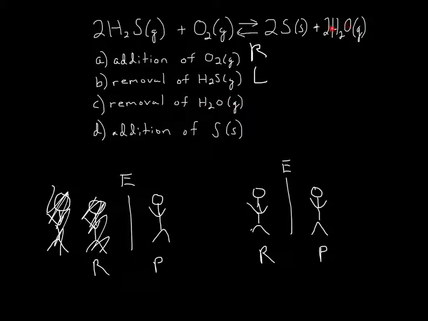Okay, so the next one, removal of H2O. What is H2O? H2O is a product because it's on the right side. So what happens? We're removing H2O. So for this stick figure, we remove him because we're removing a product. So now we have one guy on the reactant side pushing on the equilibrium wall, nothing pushing back, so it's going to shift to the right.